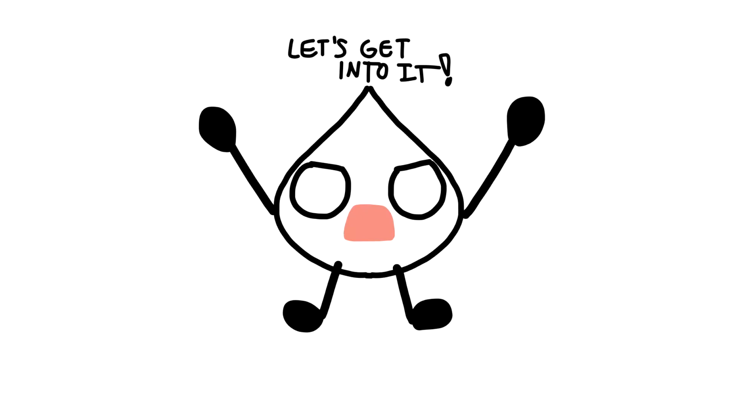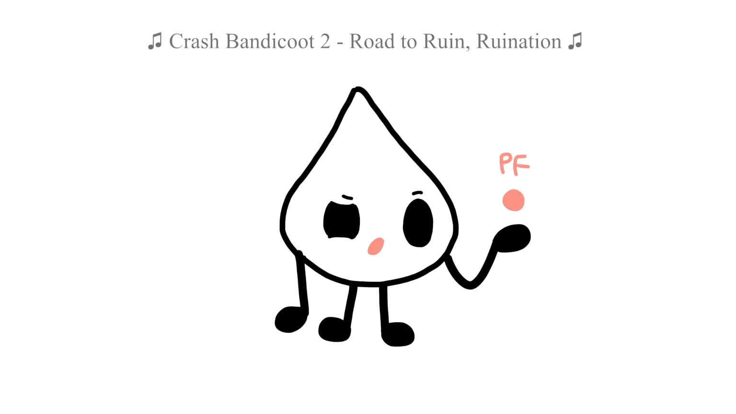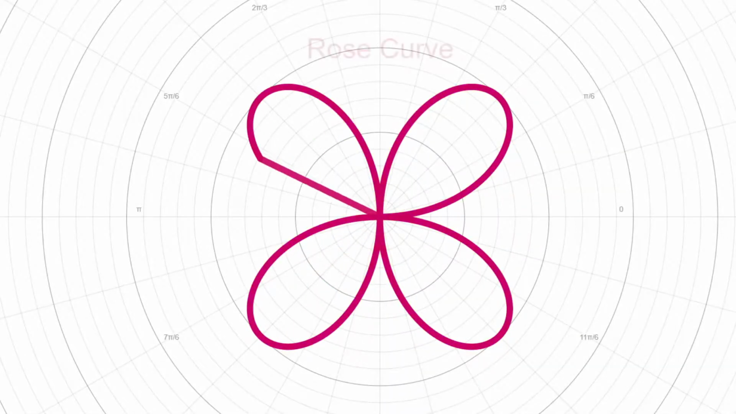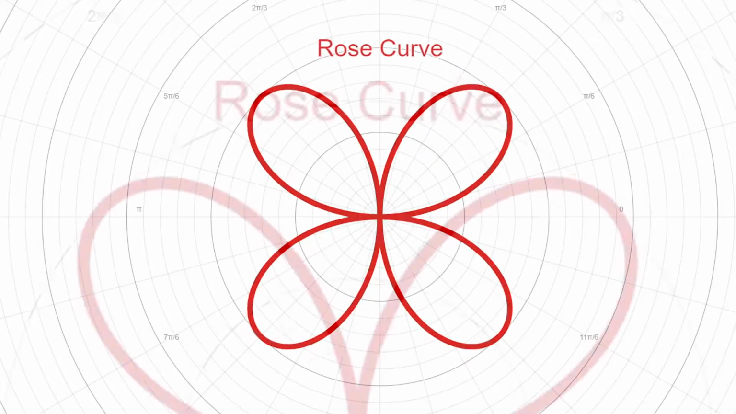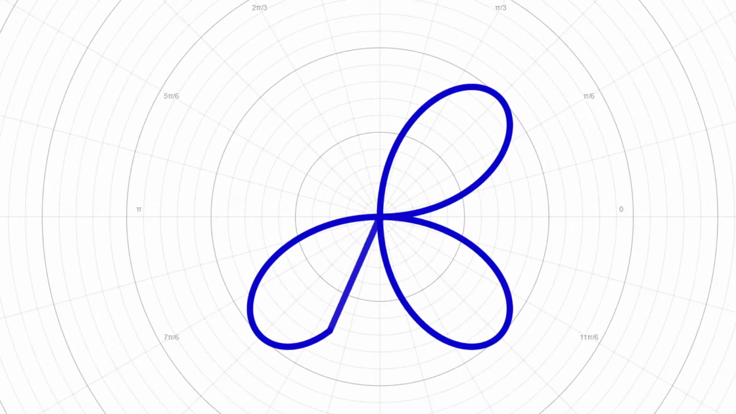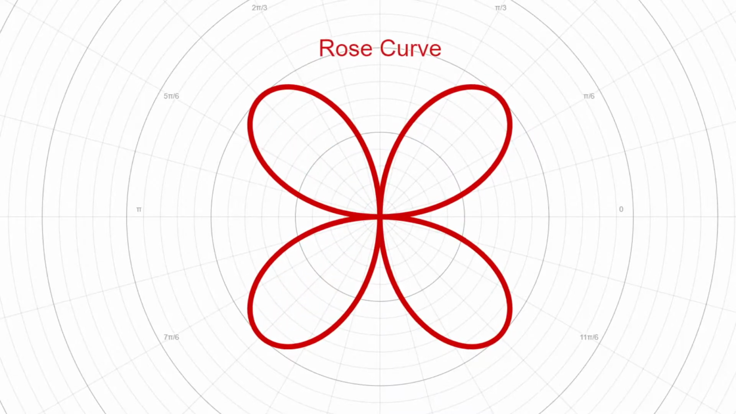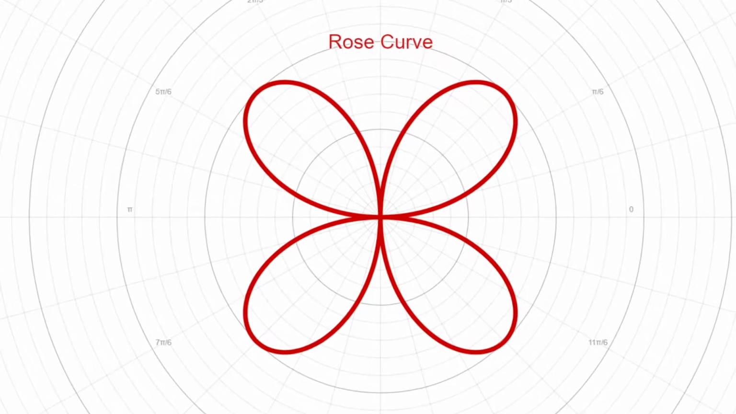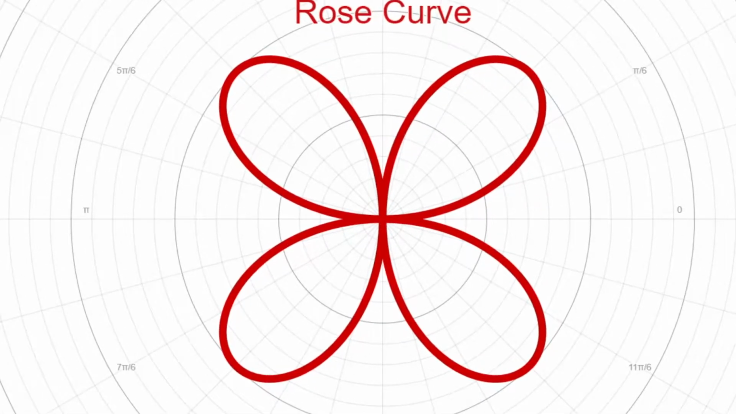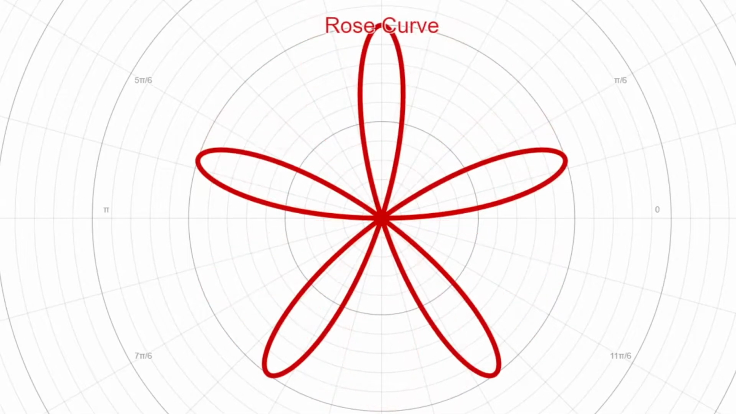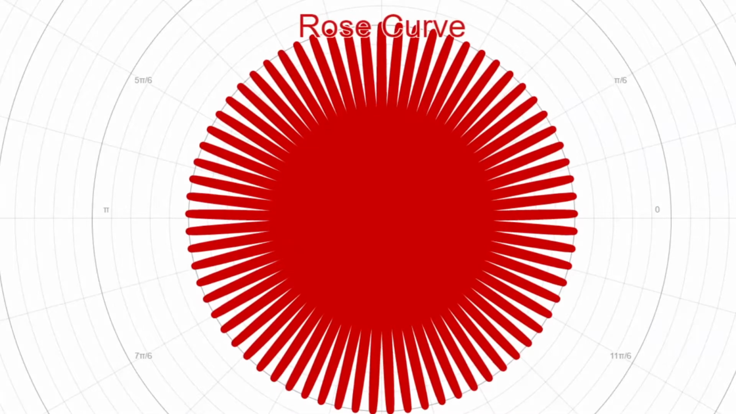Let's get into it! So today, we will be pinpointing the pseudo-foci of this polar curve called the rhodonea, or simply a rose curve. As the name suggests, the rose curve presents a shape that resembles a flower with some number of petals. Generally speaking, it may have 4 petals, 3 petals, 8, 5, or even 69.